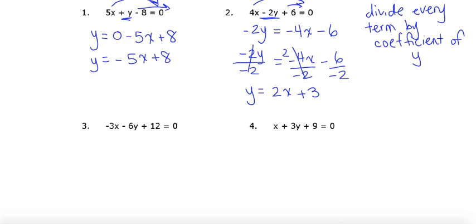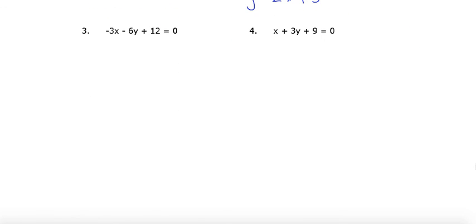Let's go through a couple more examples. Negative 3x, take away 6y plus 12. I'm keeping my negative 6y on the left-hand side. Everything else is moved over to the right-hand side. So negative 6y is equal to positive 3x, because I'm subtracting it from the left-hand side, I'm adding it to the right-hand side. And positive 12 becomes a negative 12.